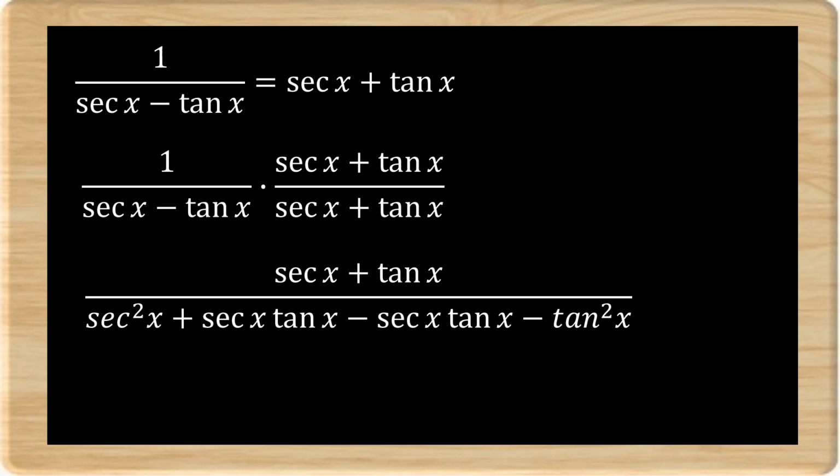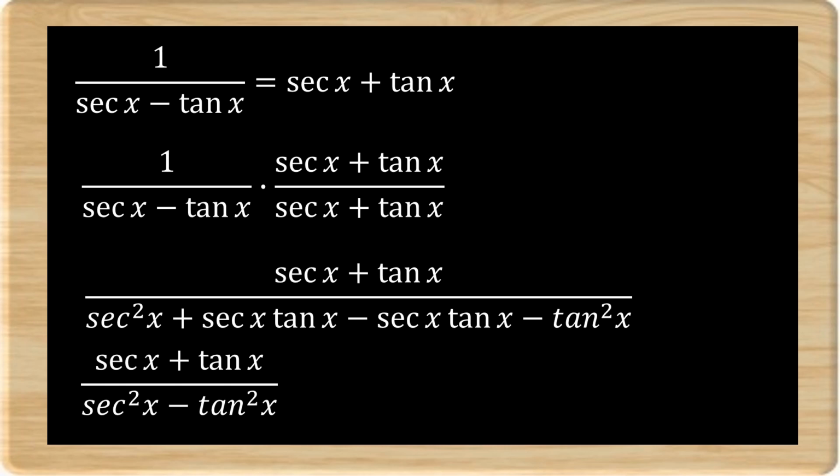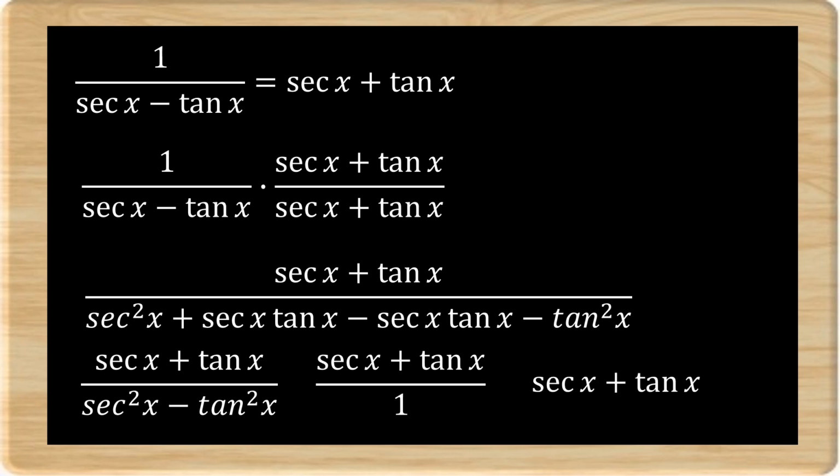So that middle two terms will cancel out. Secant x tangent x minus secant x tangent x, that's 0. So you're left with secant squared x minus tangent squared x on the bottom. And that is another trig identity in the denominator. That is equal to 1. So I have secant x plus tangent x over 1, which is just secant x plus tangent x. Alright, so we were able to do this one using the conjugate.